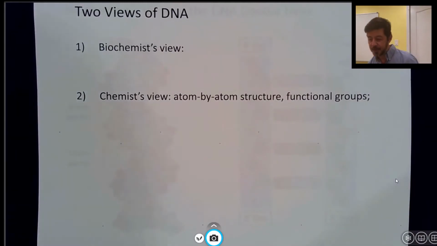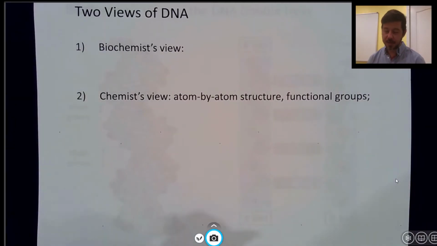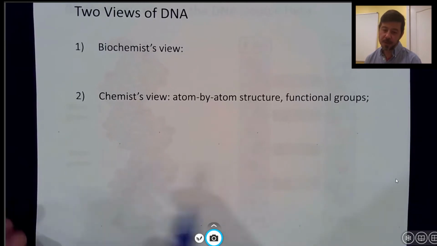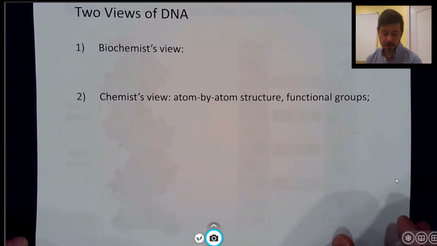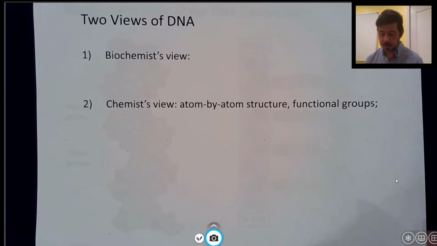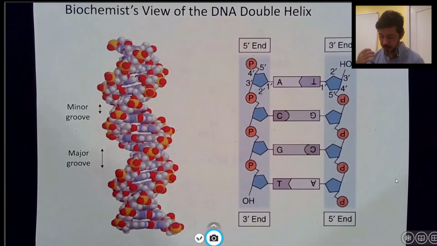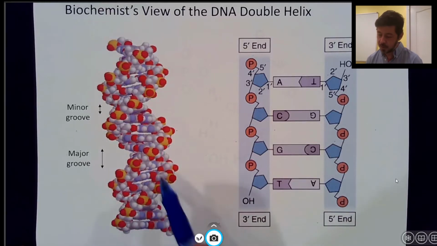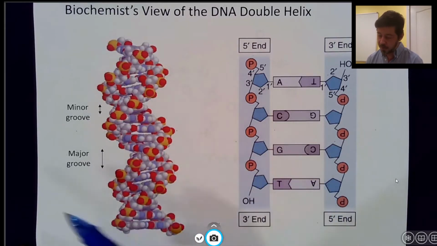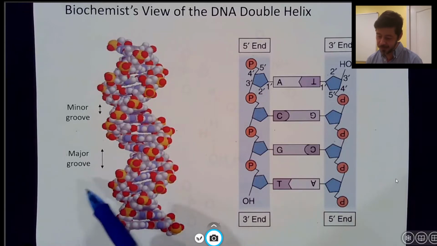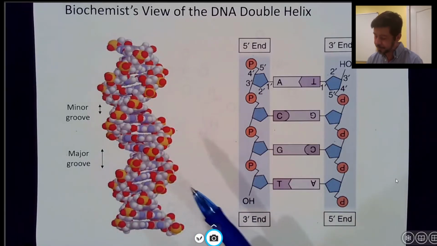There's a couple different ways to think about DNA, and I want to give you a couple different perspectives. I'm going to come back to this slide in a little bit. What I want to show you is what is known as a biochemist view of the DNA double helix. You've certainly seen pictures like this before in biology or biochemistry textbooks. Here's your double-stranded DNA, and you've learned that it's characterized by a major groove and a minor groove.